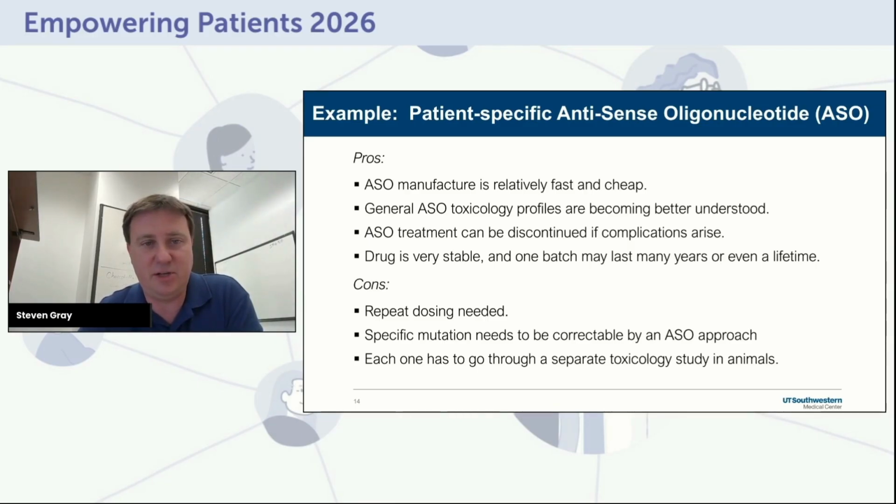Each specific mutation needs to be corrected by a different ASO. And each one of these would have to go through a separate toxicology study in animals every time you make a change in the design or target a different mutation. And along with this, an ASO can't always be designed. There's kind of very specific cases where the biology makes it where you could use an ASO to compensate.